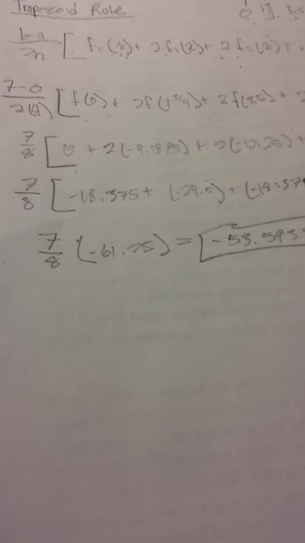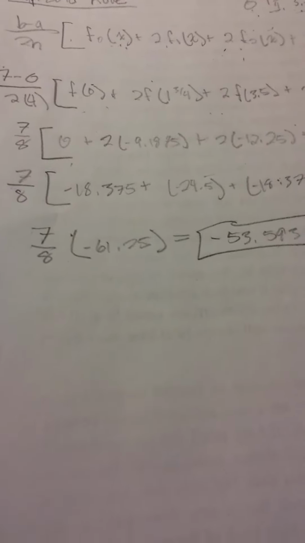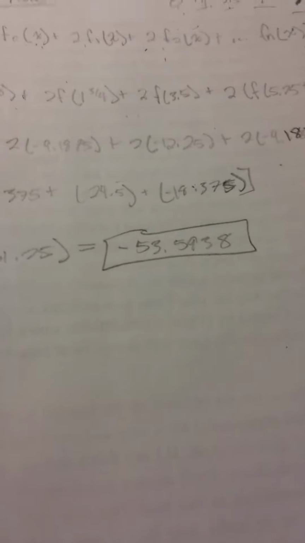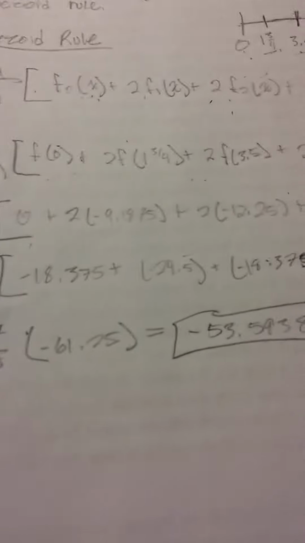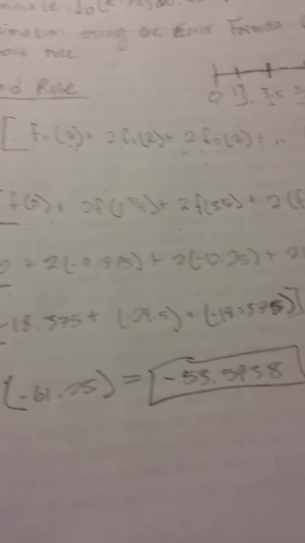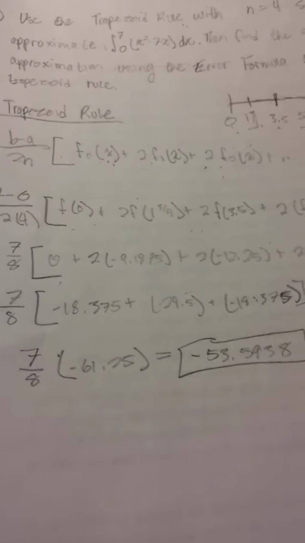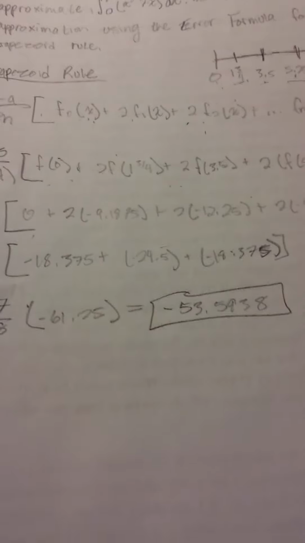You get 7/8 times negative 61.25, and that will get you negative 53.5938, which is rounded to the nearest ten-thousandth.